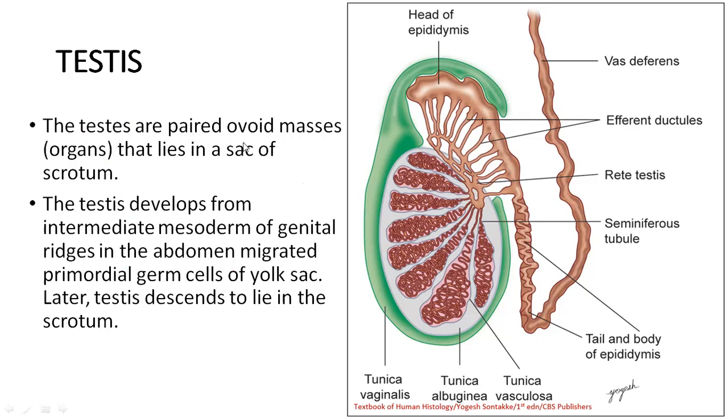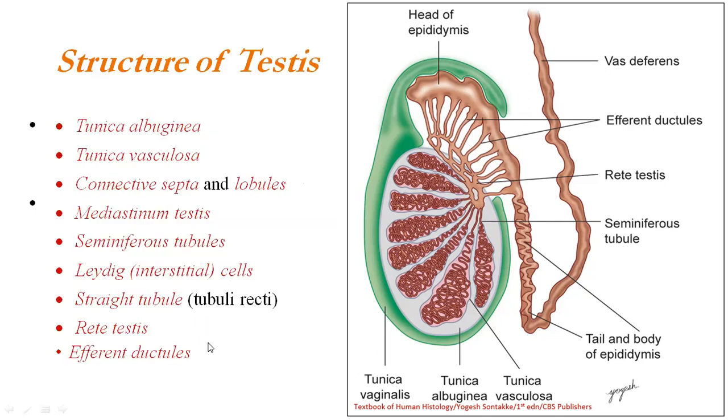They are paired ovoid masses that lie in the sac of the scrotum. The testis develops from the intermediate mesoderm of the genital ridges in the abdomen. Basically, they migrate from the abdomen into the scrotal sac. The structure of the testis: it has three coverings, that is the tunica vaginalis, albuginea, and vasculosa. Then we have septa, which are partitions, and inside we have many lobules. This area is the mediastinum testis.